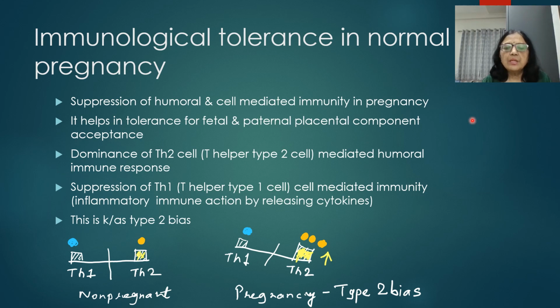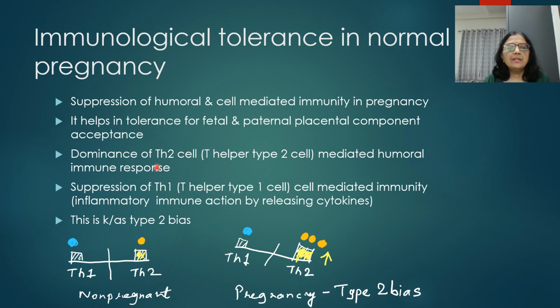Now, the second theory is immunological intolerance. Normally, in a normal pregnancy there is immunological tolerance by suppression of humoral as well as cell-mediated immunity. It helps in tolerance for fetal and paternal placental component acceptance. So the paternal component is there in the placenta, that is the chorionic villi, as well as in the fetus. Because of the suppression of immunity, there is a tolerance.